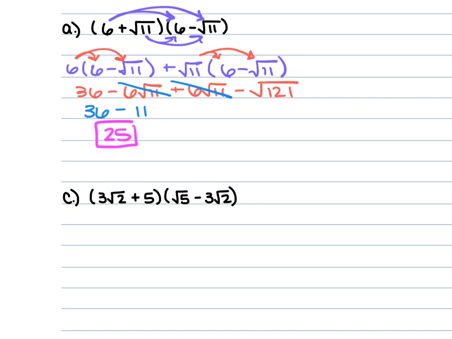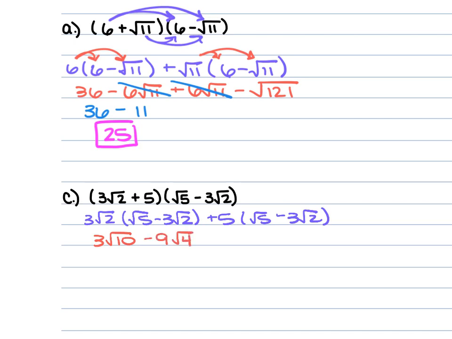For C, we have 3 square root 2 plus 5 times the square root of 5 minus 3 square root 2. We're going to FOIL this. So we're going to have 3 square root 2 times the square root of 5 minus 3 square root 2 plus 5 times the square root of 5 minus 3 square root 2. So I'm going to distribute this in. 3 square root 2 times the square root of 5 is 3 square root 10. 3 square root 2 times negative 3 square root 2 is a negative 9 square root 4. Then we have the 5 times the square root of 5, which is 5 square root 5. And 5 times the negative 3 square root 2 is negative 15 square root 2.